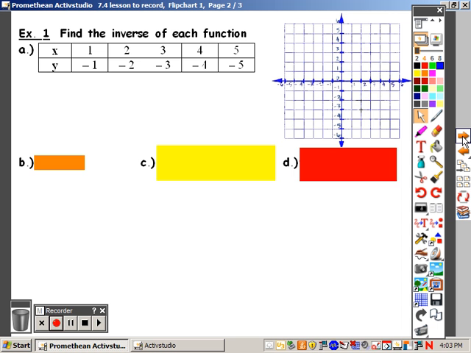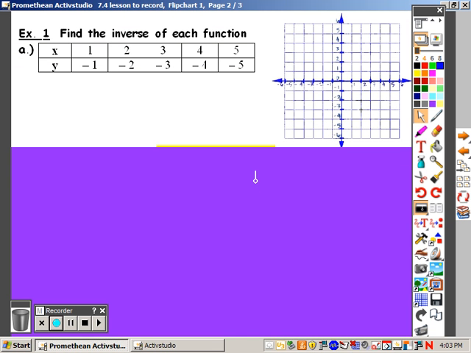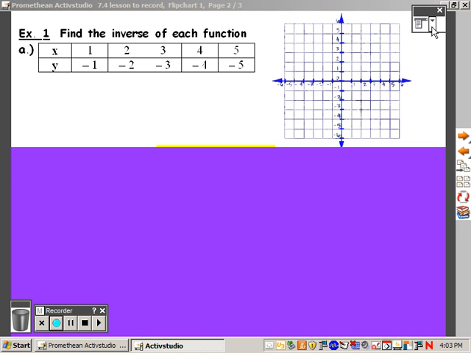So here we go. Example number 1, it says find the inverse of each function. Now this first function, remember we learned several different forms that a function can be written in. The first one is given to us in the form of a table of values. So what we're going to do is we're just going to go ahead and graph this original function. In fact, since this one's the original, we'll call this one f of x.